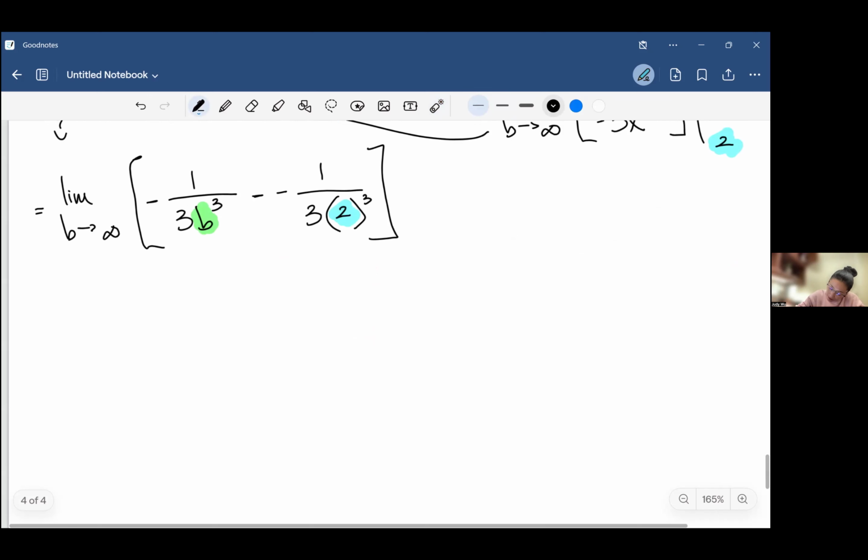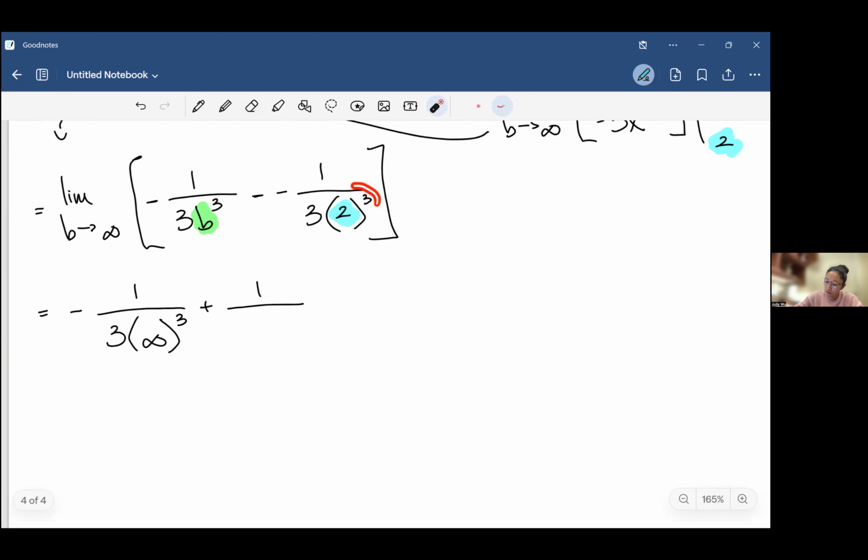Okay, so we get the limit as b approaches infinity. Oh, no, we're plugging in infinity, so I don't need this part anymore. So -1 over 3 times infinity cubed plus 1 over, okay, let's be really careful here. We need to cube it first. So 2 to the third is 8. 8 times 3 is 24.